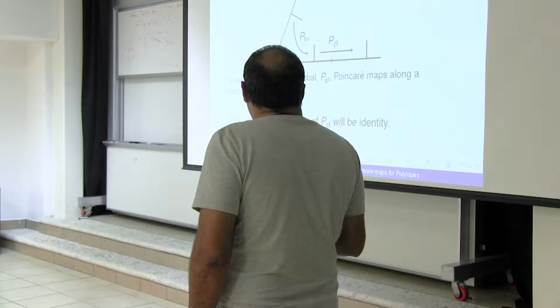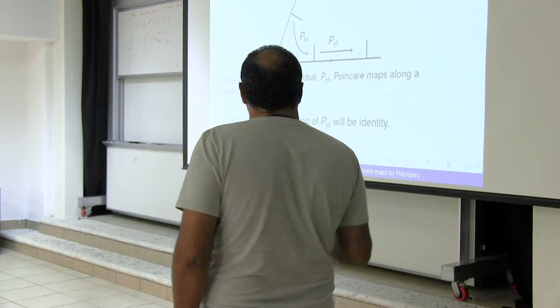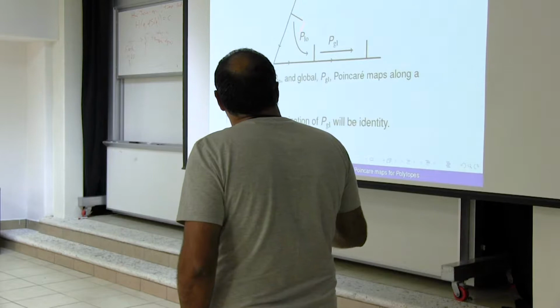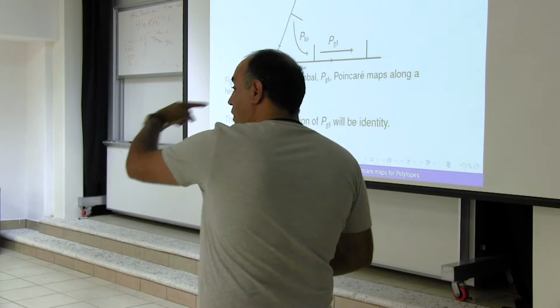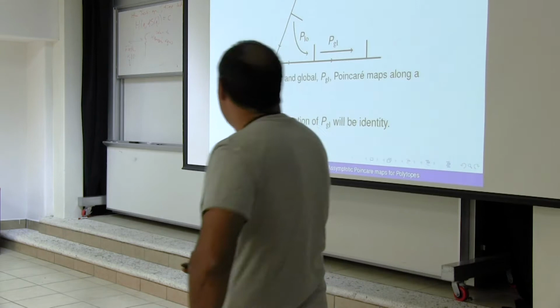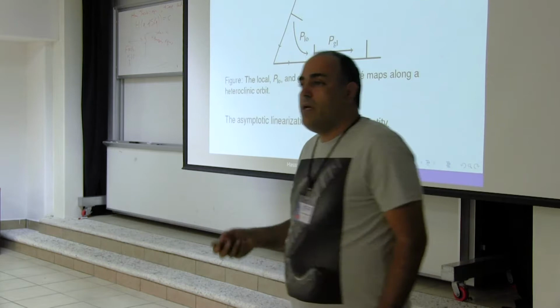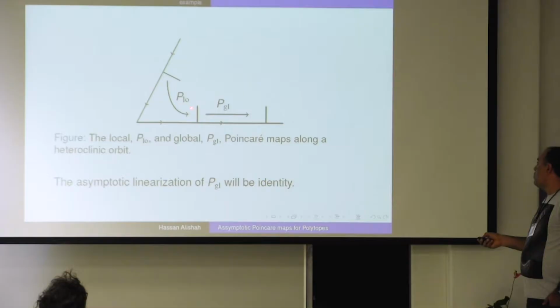So if you have a heteroclinic cycle, the rest of the cycle is here, just consider this vertex. So you can define the normal Poincaré map. You consider a transversal here and a transversal here, and then you can define the global Poincaré map along the heteroclinic orbit. And you can define a local Poincaré map. In general, this is not identity, but thanks to the polytope structure, this is going to be identity. So I'm going to identify this transversal with this transversal, and we're going to work only with the local Poincaré maps.